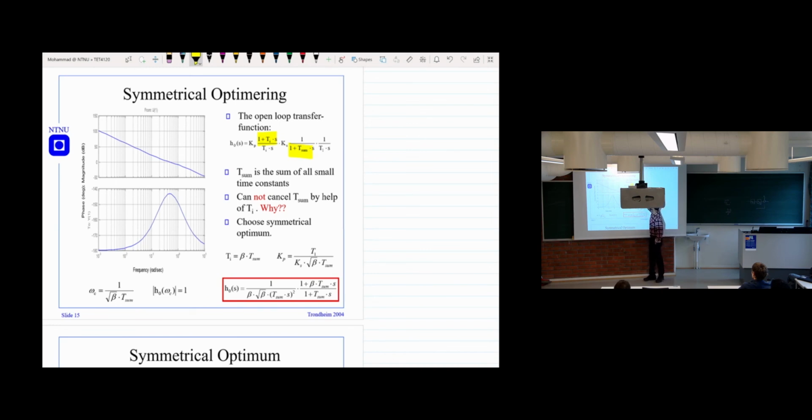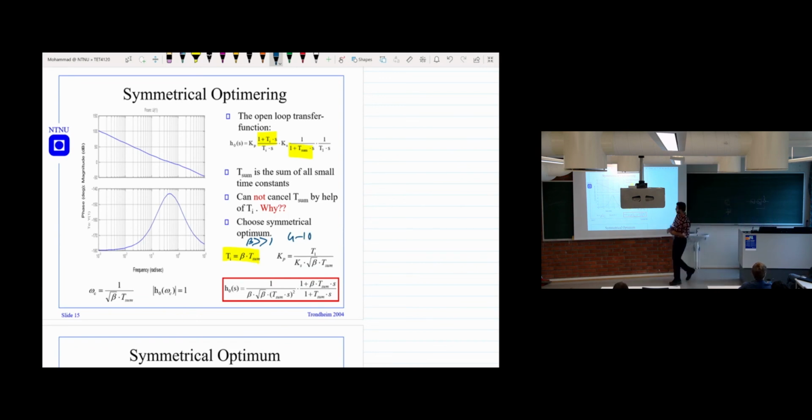When you cannot cancel this with that one, then you need to use the symmetrical optimum tuning method. So how do we do the symmetrical optimum tuning method? We select Ti, the integral time constant here for the outer loop, which is beta multiplied with T sum. Here beta must be greater than 1, could be maybe 4 to 10, something like that.